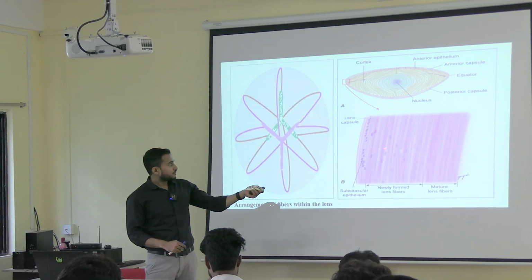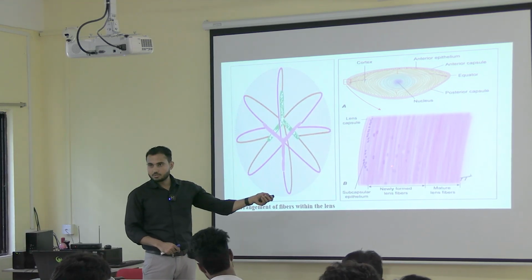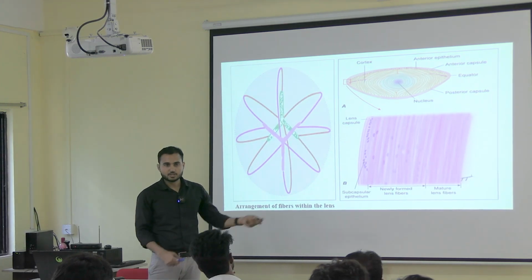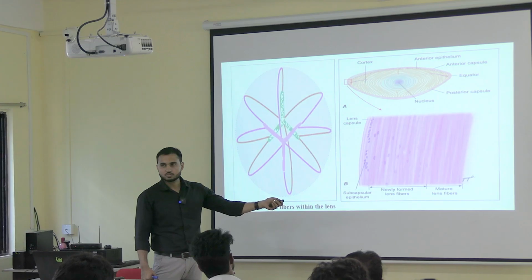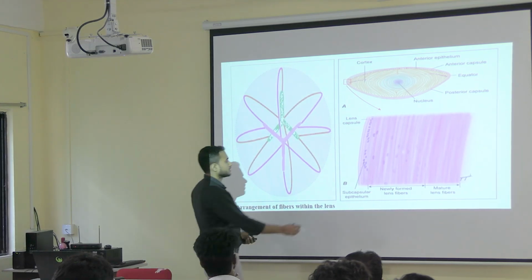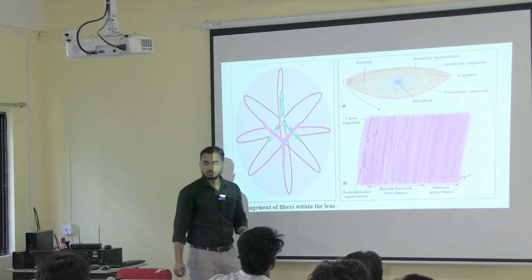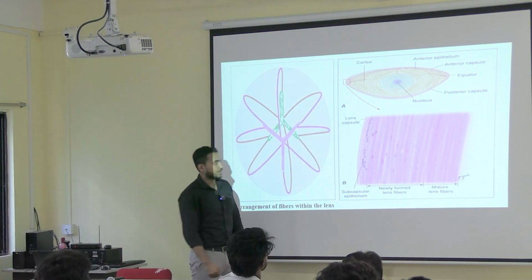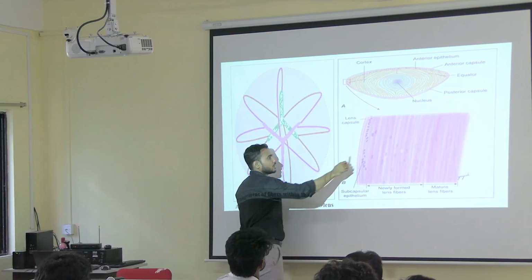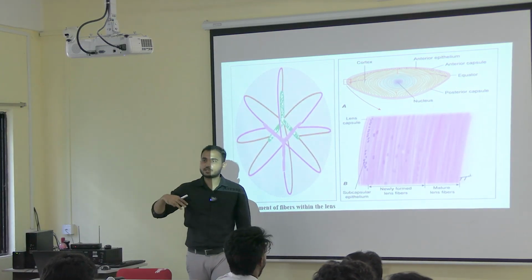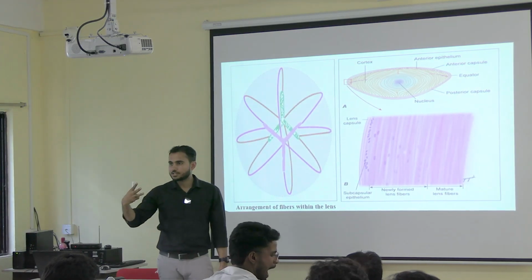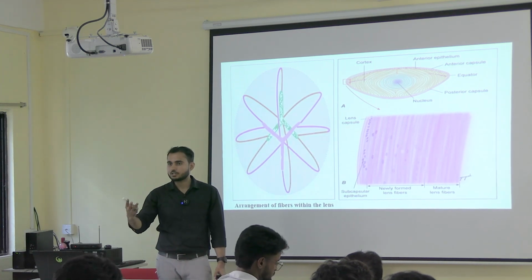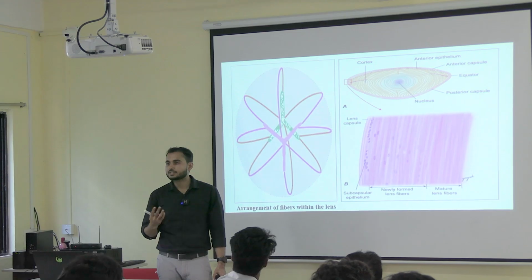Now this is the diagram which you have to draw in your practical notebook. So what can you see in this? Can you see the lens capsule? Here. Where can you see the lens capsule? Yes. So this is the lens capsule. So the layers in the lens, how many layers are there? Three layers are there. Which is the outermost? Lens capsule is the outermost. Which is the innermost? Lens fibers.